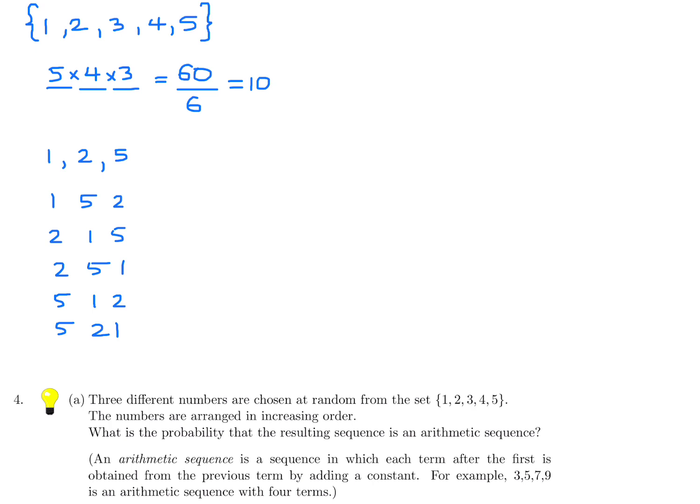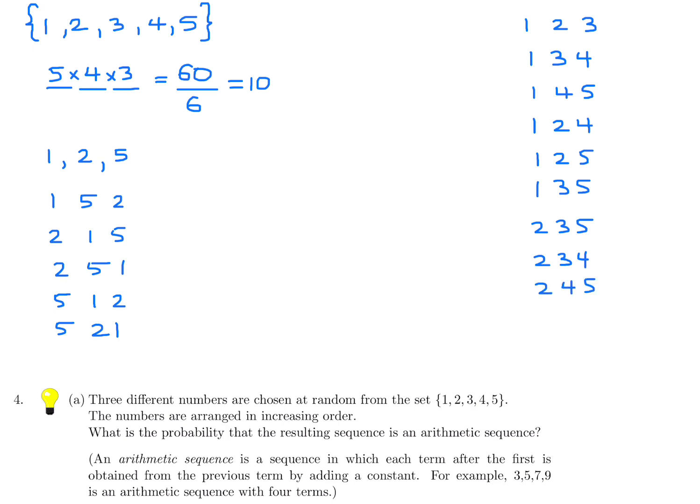So let's just write them over here. The first one, 1, 2, 3. And the next one, 1, 3, 4. Then 1, 4, 5. 1, 2, 4. 1, 2, 5. And 1, 3, 5. And then moving on to 2's, we get 2, 3, 5. 2, 3, 4. 2, 4, 5, and 3, 4, 5. So there's only 10, as you can see. And I encourage you to come up with that list on your own.